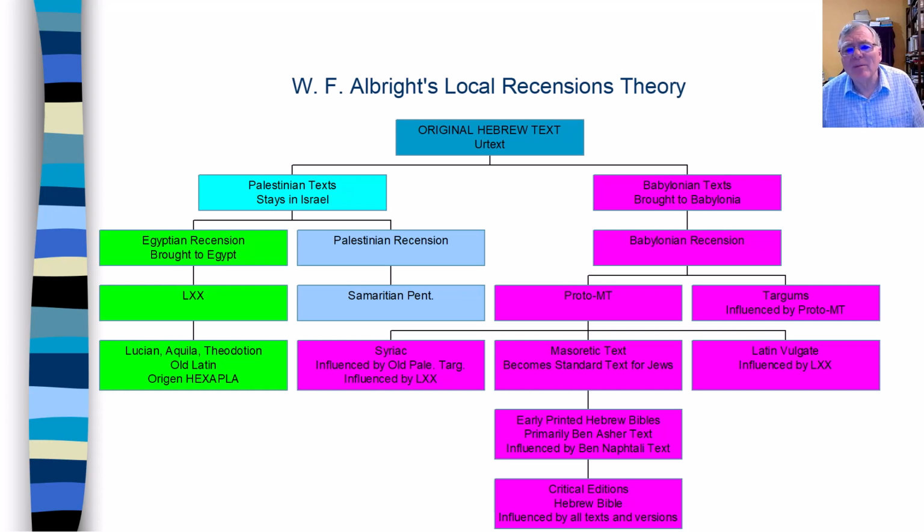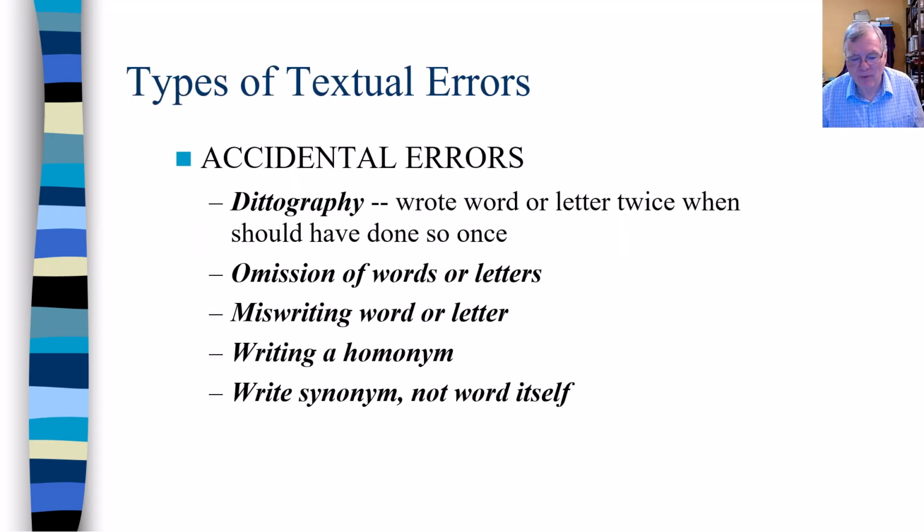And if you can break things up into schools of manuscripts, Egyptian recension, Palestinian recension, Babylonian recension, then you can compare textual criticism by comparing these families of tradition. And that's, again, how they do things also in New Testament manuscripts.